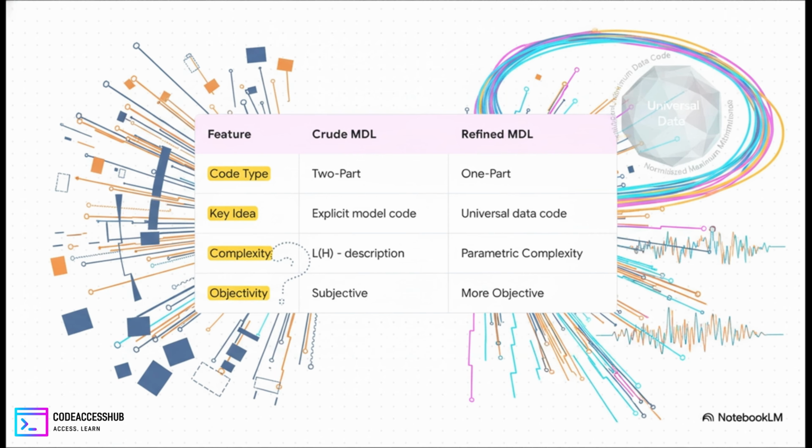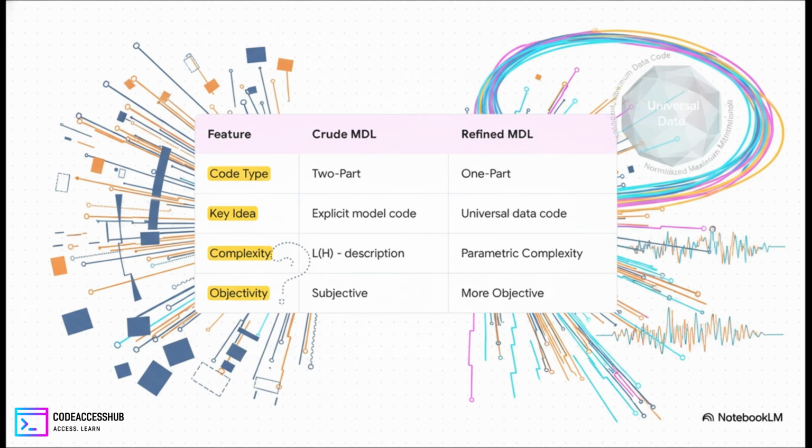Think of it like this. A really powerful model family, like those high-degree polynomials, is so flexible it can fit almost anything, even pure random noise. Refined MDL calculates a penalty based on that raw power, how much random data a model class could have fit. This is what's called normalized maximum likelihood, and it totally removes that subjective part, making the whole process way more rigorous.